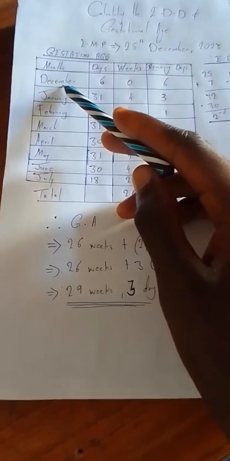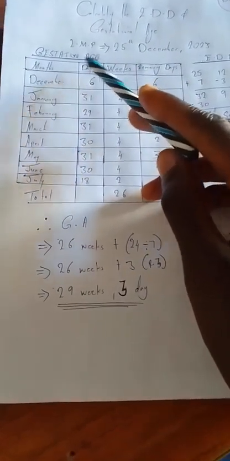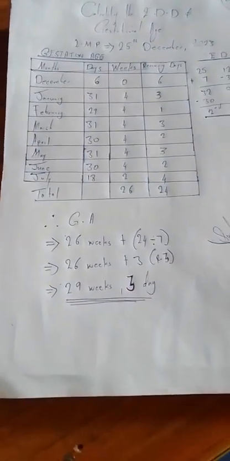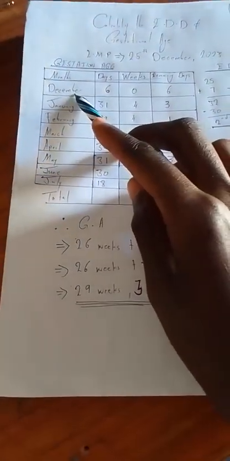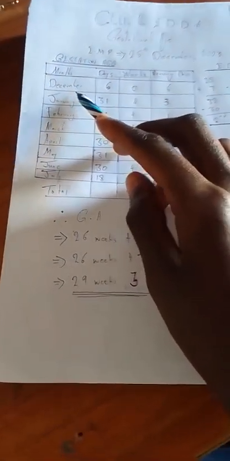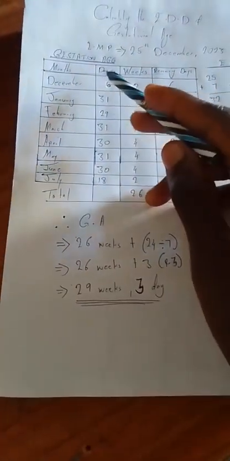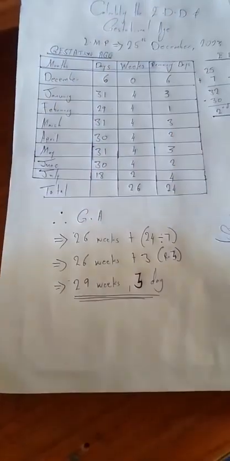So the first month is the month of what? The month of the last menstrual period. In this case, that month is what? December. So we're going to write our December here. December has how many days? 31 days. But in this case, LMP was what? 25th.